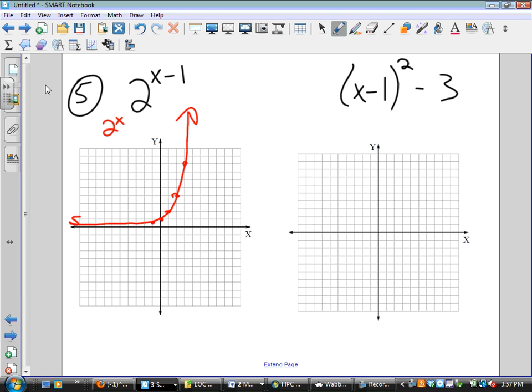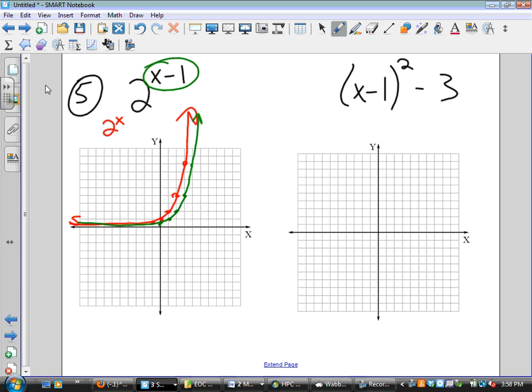Now, because of this x minus 1, we're taking this function and shifting it to the right 1 unit. We're taking all of these points and moving them to the right 1 unit. It looks pretty similar in this situation, just slightly shifted to the right 1 unit. A typical EOC question there might be what kind of transformation is happening to the parent function, and we would just say horizontal shift to the right 1 unit.